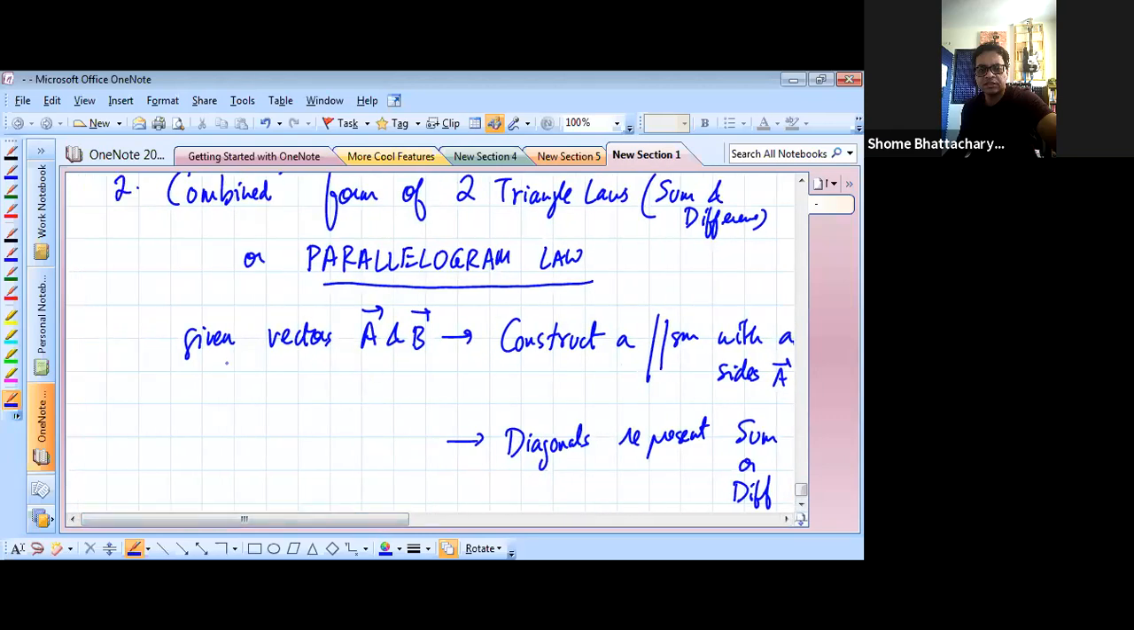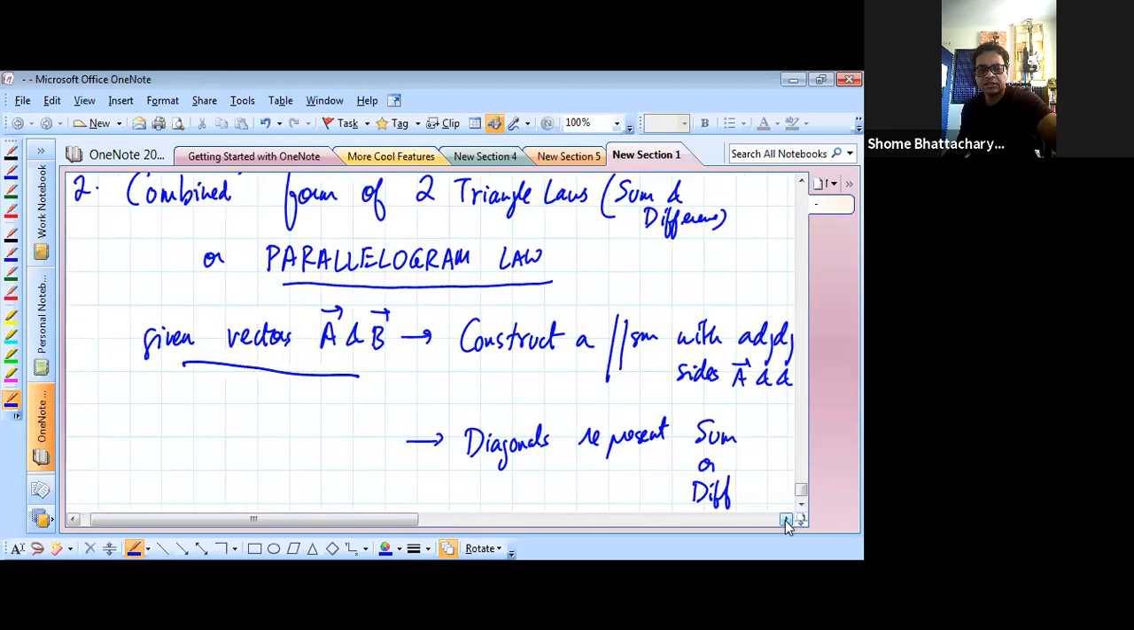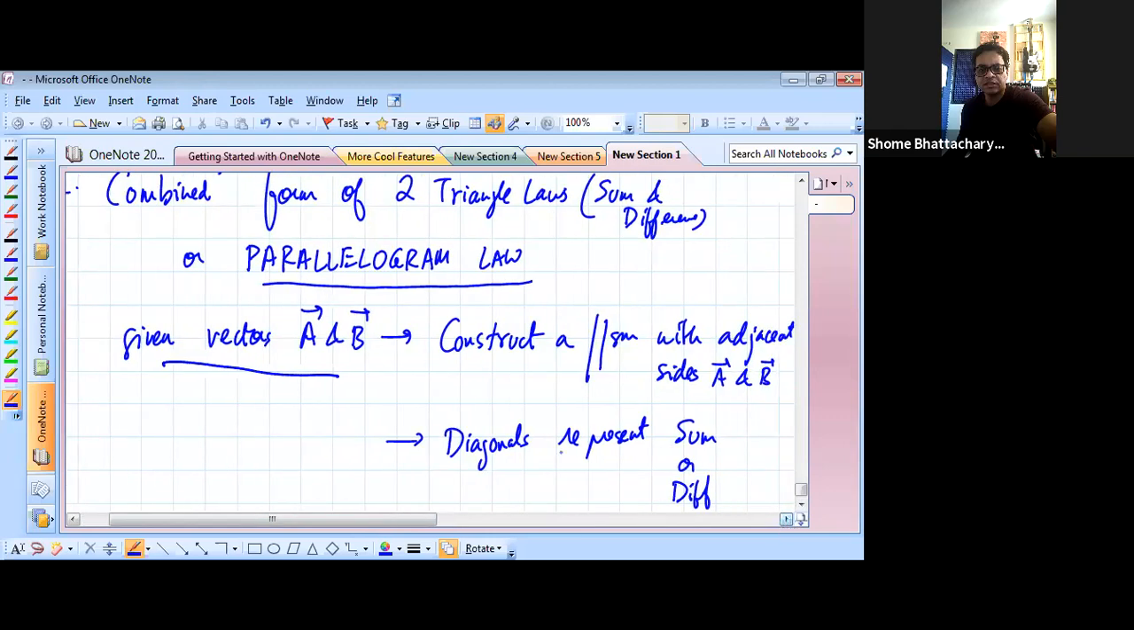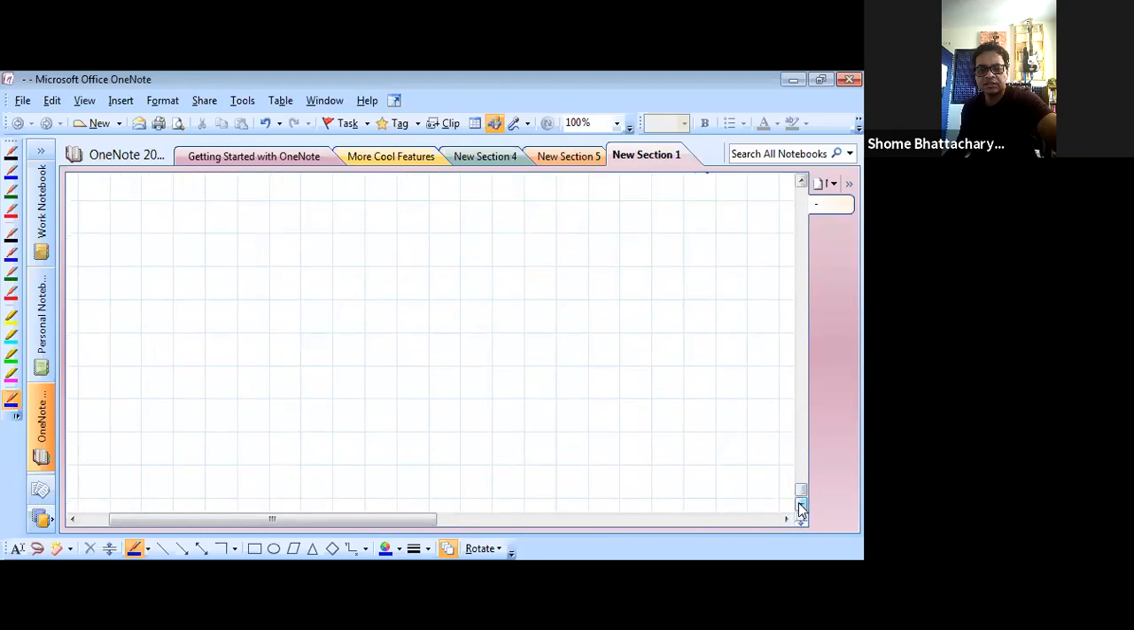First, given two vectors A and B, we construct a parallelogram with the adjacent sides as A and B. And then we will see immediately once we construct that parallelogram that one of the diagonals represents the sum and one of the diagonals represents the difference. So let's understand how this is done.